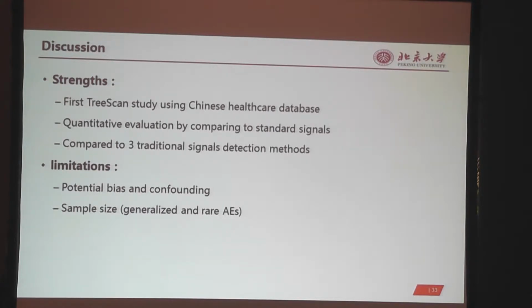And there are also some limitations, like there are some biases and potential confoundings might not be considered in our study. For example, we choose the non-users as control groups, and the study population is only from the city, so the generalization of the results is limited, and the sample size is not large enough to detect rare AEs.